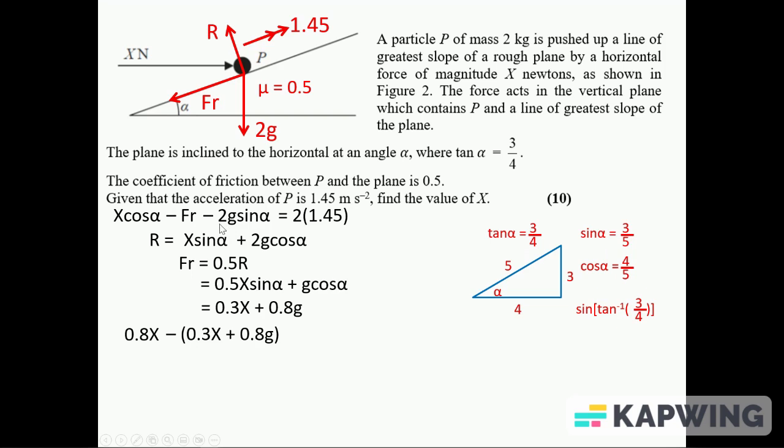Sine alpha is 0.6, so 2 times 0.6 is 1.2. That's equal to 2 times 1.45, which is 2.9. I've got 0.5x here, and I've also got minus 0.8g, minus 1.2g. So I've got minus 2g on this side, so I'll stick it over the other side. 2.9 plus 2g gives me 22.5. And then I'll double both sides, and it gives me x equals 45.